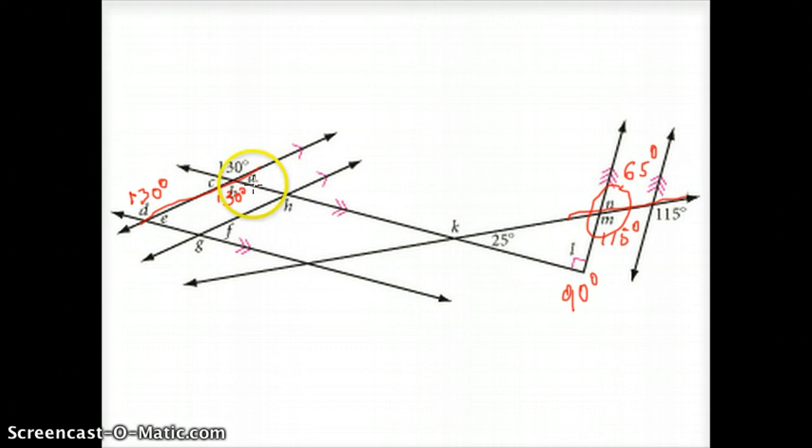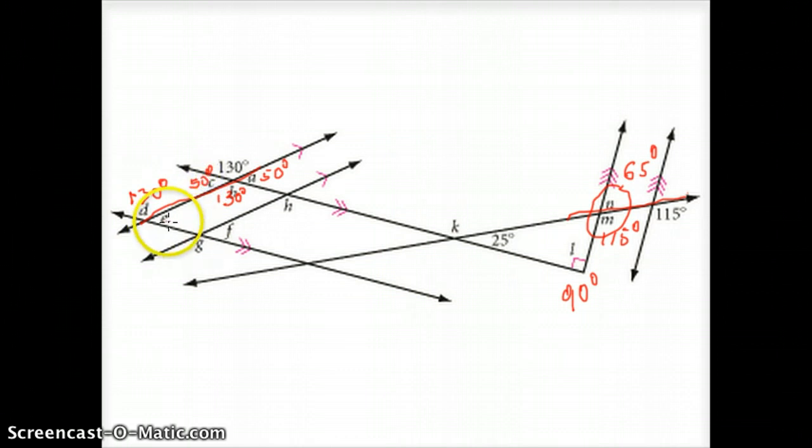Now to find A, we can think again, this is a linear pair. So 130 and 50 give us 180. For C, we could either think linear pair with this angle, or we could think vertical angles with angle A. So this is also 50 degrees.